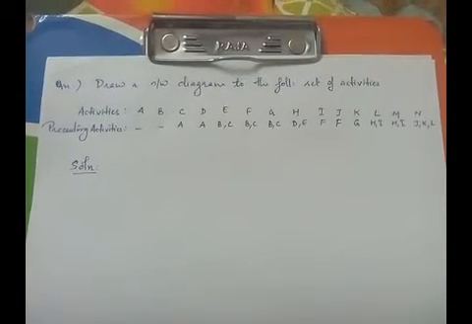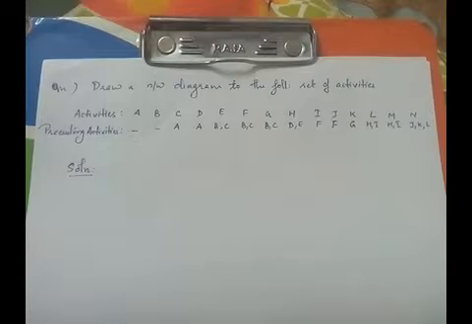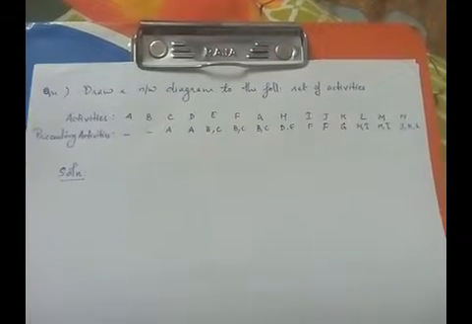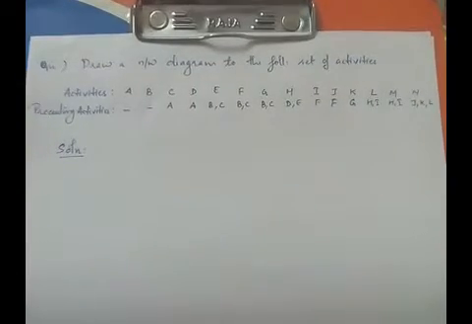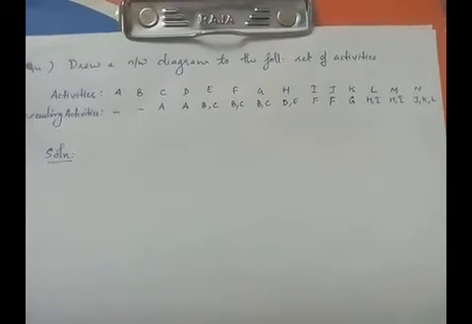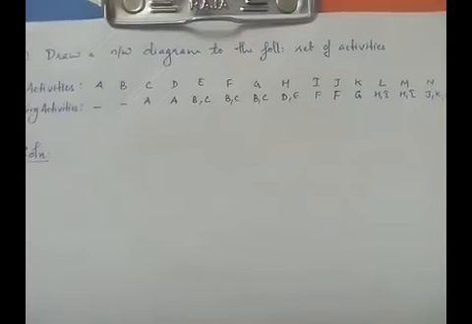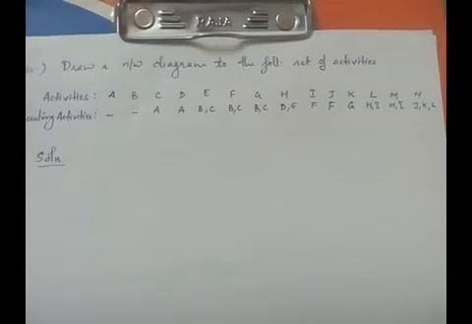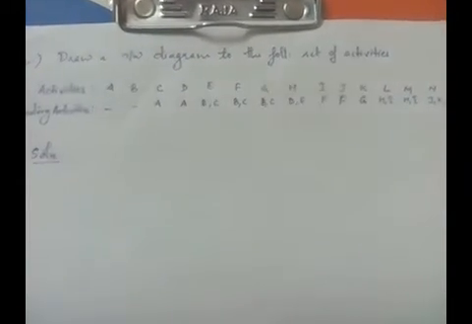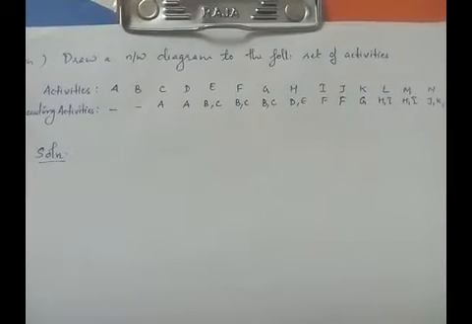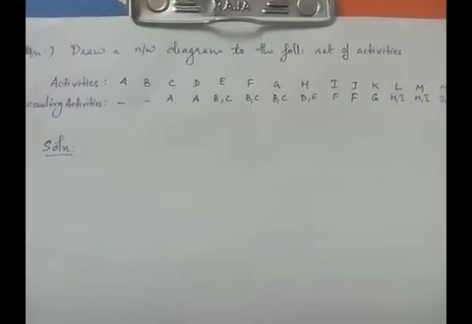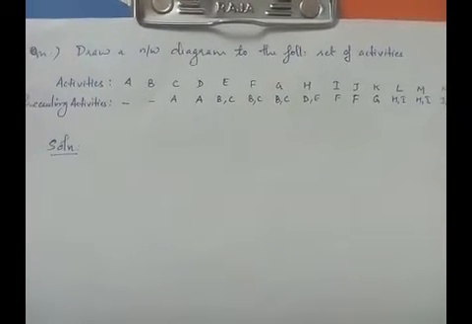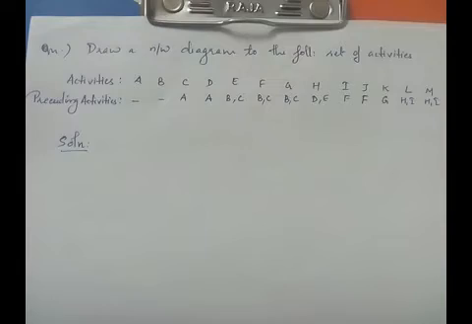So first, let's see what the starting activities are. Now we are going to identify the starting activities from the given information. Now look at the table. We can see that in the preceding activities column we have two blanks, right? What is the meaning of that? There are no preceding activities for two activities, that is A and B.